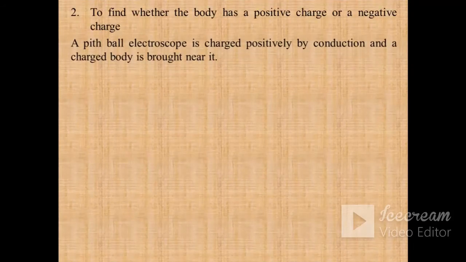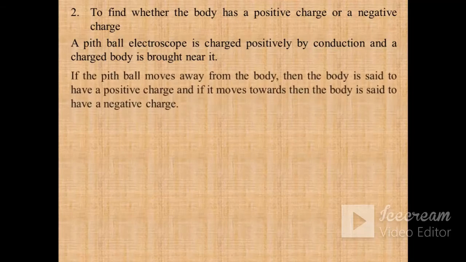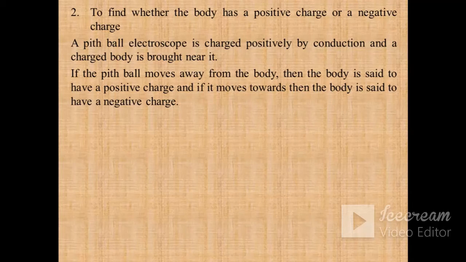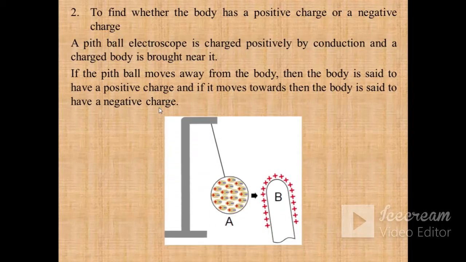The next purpose it serves is to identify the type of charge, whether the body is positively charged or negatively charged. In that process, the pith ball electroscope is charged positively by conduction, and the charged body is brought near it. As we already knew, like charges repel each other and unlike charges attract each other. So if the pith ball moves away from the body, then the body is said to have positive charge, and if it moves towards the body, it is said to have negative charge.